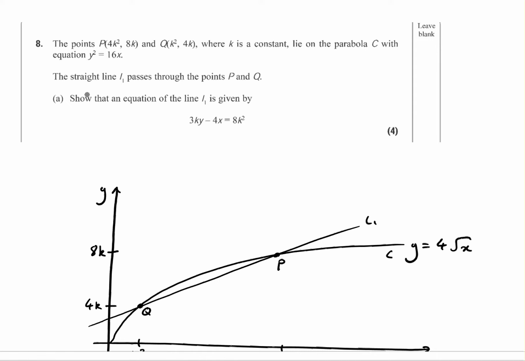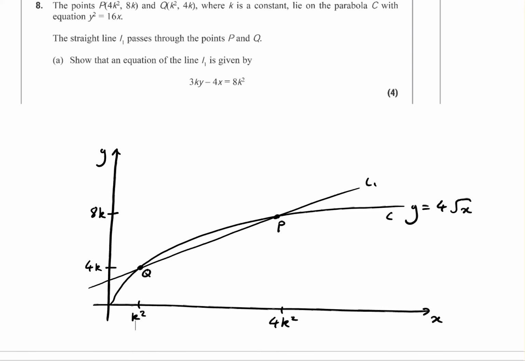It then says the straight line L1 passes through the points P and Q, okay? And the question asks us to show that the equation of the line is given by this thing here. Now, this looks like an absolutely horrendous question. I must admit, I first read it and I thought, oh my word. But actually, when you get into it, it's really easy. It's just basically using the maths which you studied at C1.